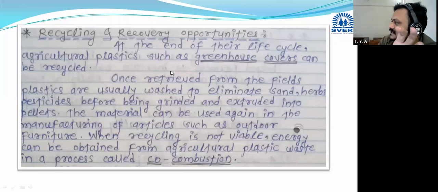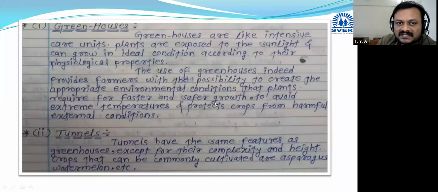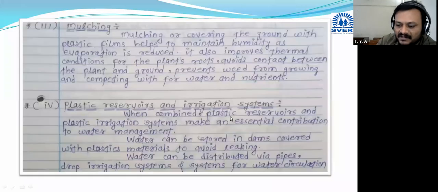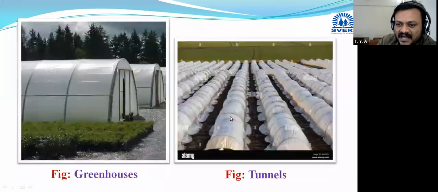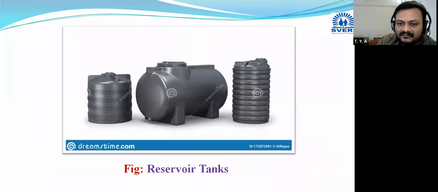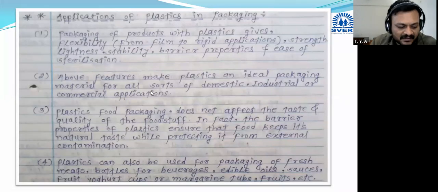These are the features. Means we can do lots of innovations in the plastic material, and recycling is also possible. That's why you have to add this in the features or the reasons behind the use of this plastic material in the agricultural sector. After discussing these applications in the agricultural sector, we will move towards the use of the plastic material.